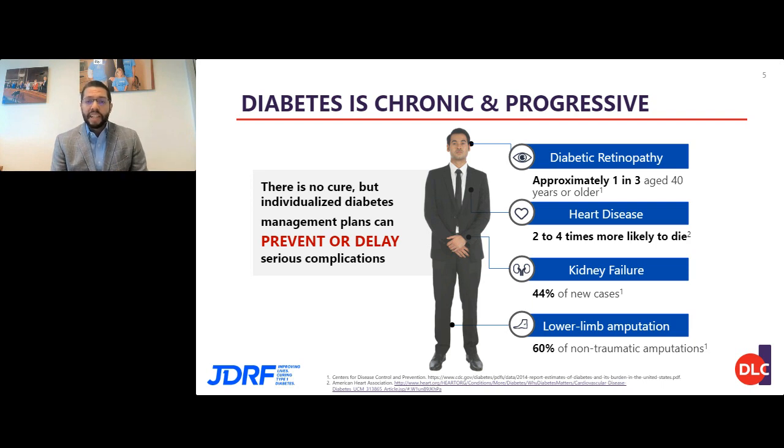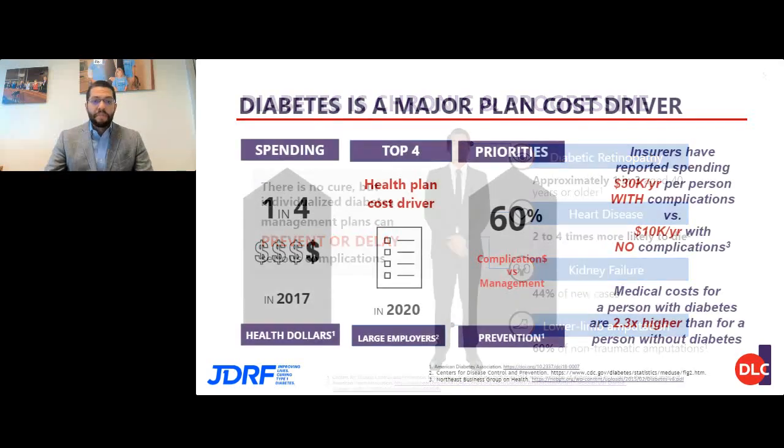So I just want to quickly highlight these. Approximately 1 in 3 folks aged 40 years or older have diabetic retinopathy. Folks with diabetes are 2 to 4 times more likely to die of heart disease. Almost half of new cases of kidney failure are folks with diabetes, and 60% of non-traumatic amputations are in folks with diabetes. And so these are not only costly events for your plan, but these are real life-changing issues for someone living with diabetes.